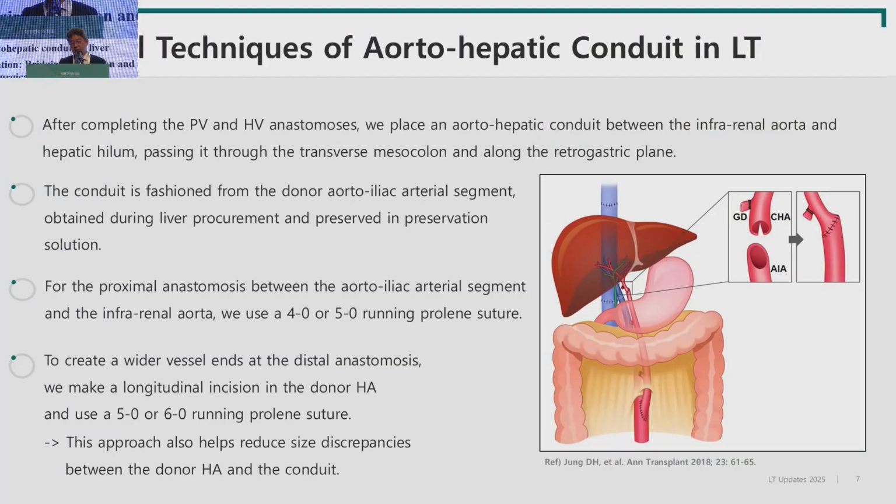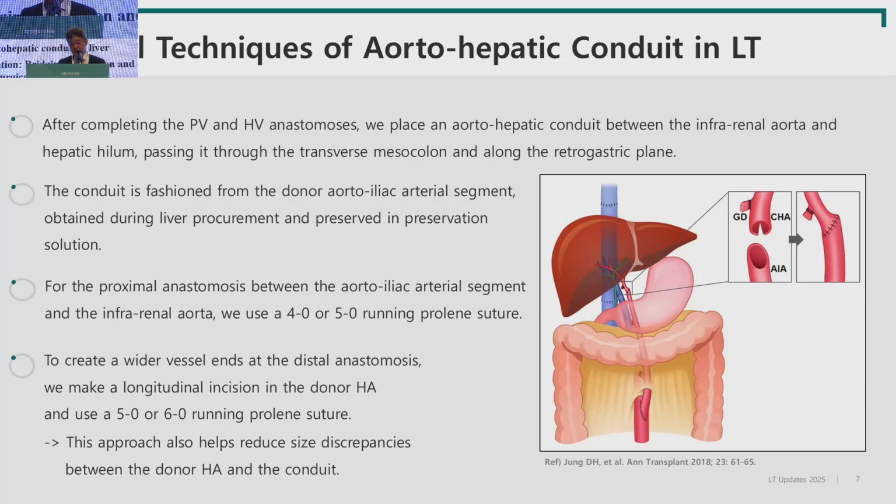I will talk about surgical techniques of aortohepatic conduit in liver transplantation at Assam Medical Center. After completing the portal vein and hepatic vein anastomosis, we place an aortohepatic conduit between the infrarenal aorta and the hepatic hilum, passing it through the transverse mesocolon and along the retrogastric plane. The conduit is fashioned from the donor aortoiliac arterial segment, obtained during liver procurement and preserved in preservation solution.